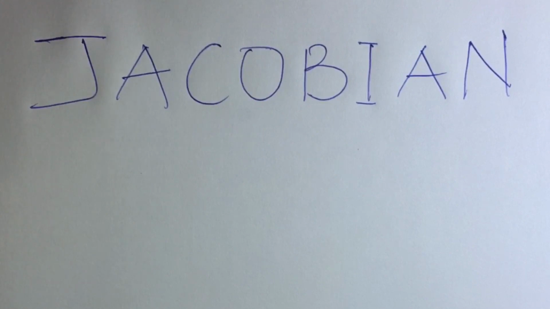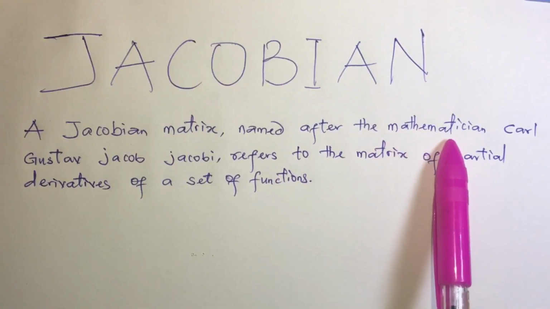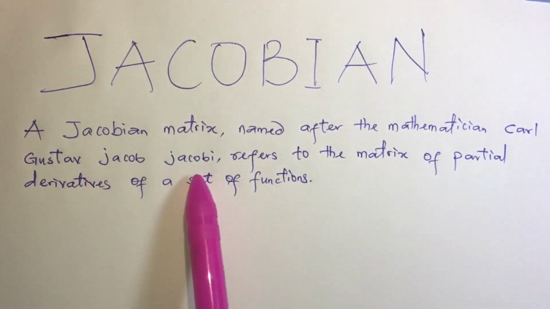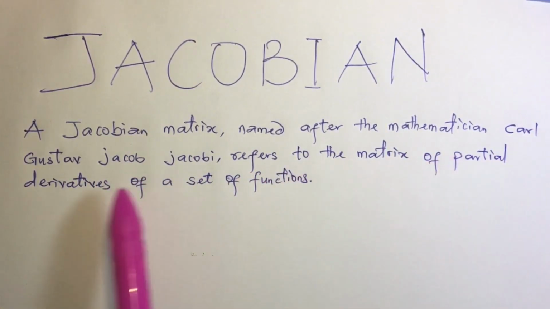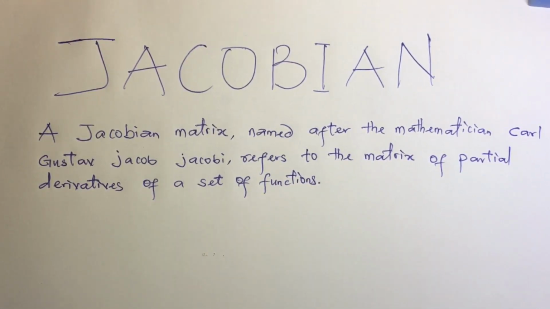The topic before you is Jacobian. The Jacobian is a mathematical concept in calculus and linear algebra. A Jacobian matrix, named after the mathematician Carl Gustav Jacob Jacobi, refers to the matrix of partial derivatives of a set of functions. The main use of Jacobian is found in the transformation of coordinates.